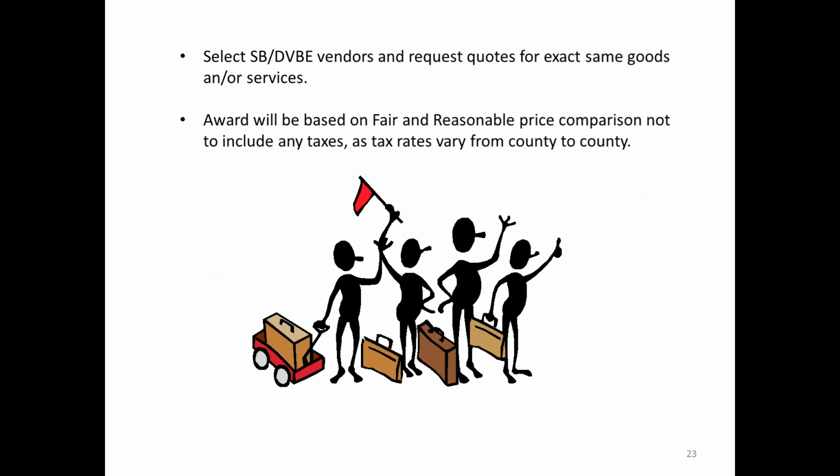Utilizing small business DVBEs ensures our department is in compliance with end-of-year reporting requirements. Failure to meet the small business DVBE requirements will result in sanctions by the Purchasing Authority Unit at the Department of General Services Procurement Division. Remember that awards will be based on fair and reasonable. Price comparisons are not to include taxes, as tax rates vary throughout the state.